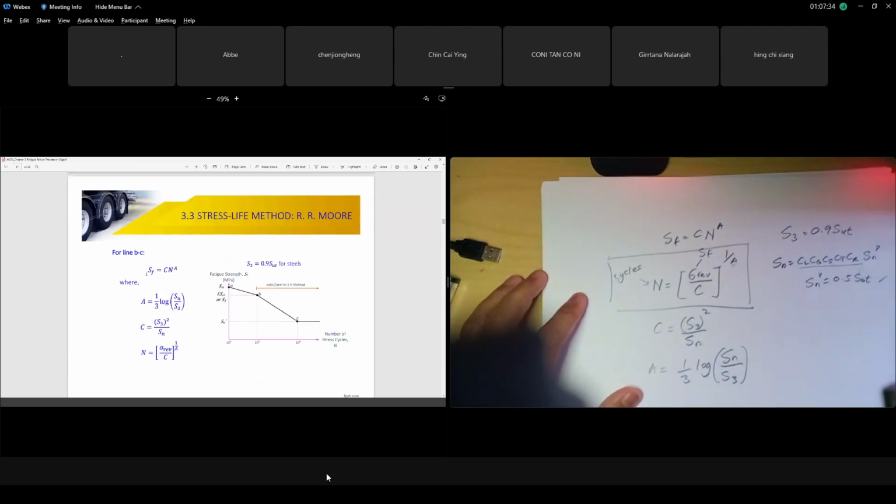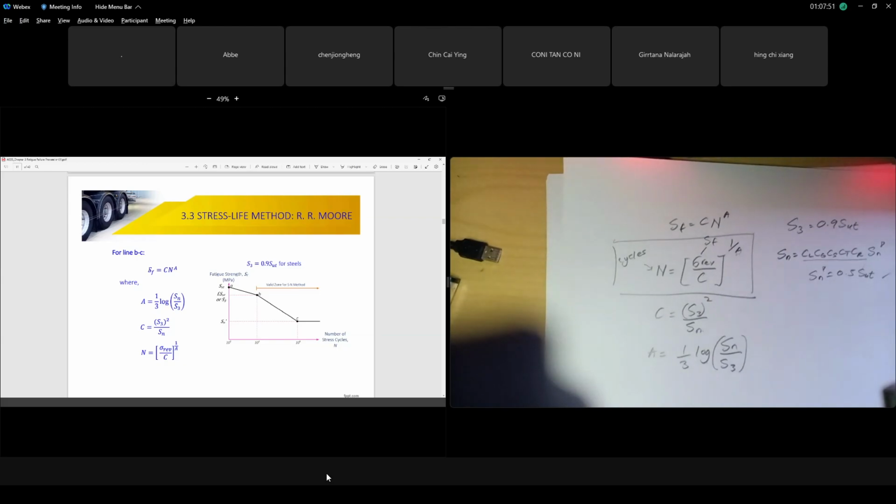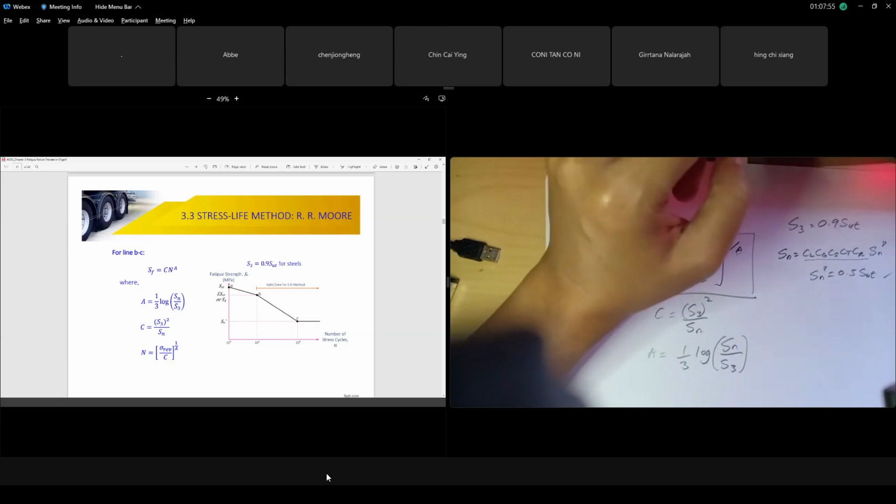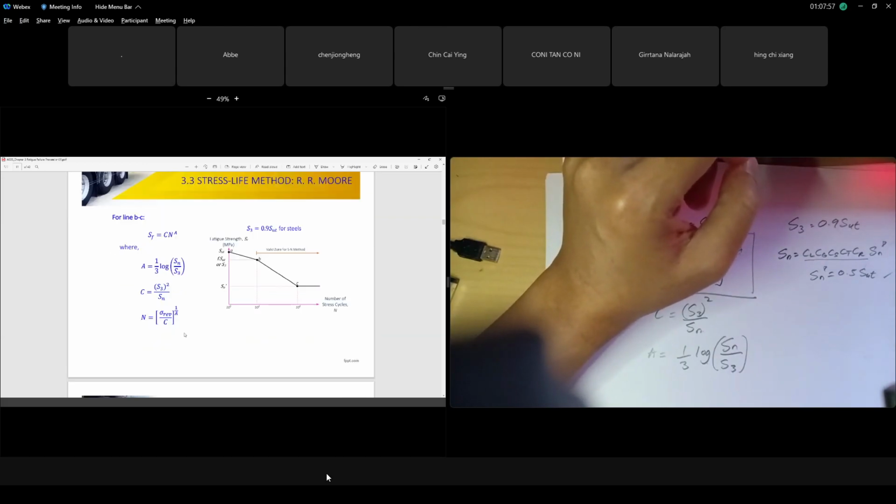Actually from the equation, SF is Cn over Cn to the power of A. Then you derive it back. Since A is this and C is this one, you put them in here and you get this one. This sigma revolution is your SF. Okay, guys? So you can predict how many cycles, because N is the number of cycles.